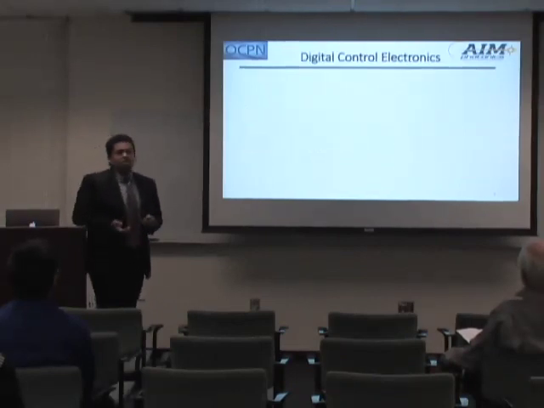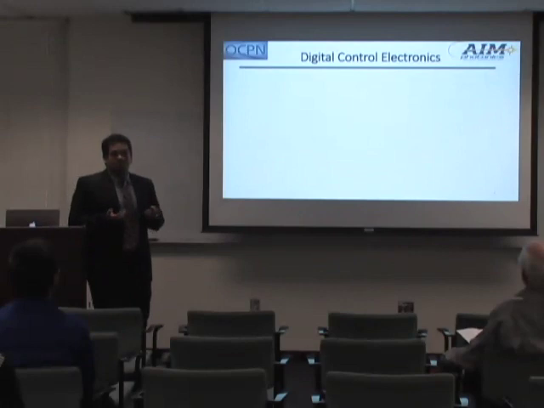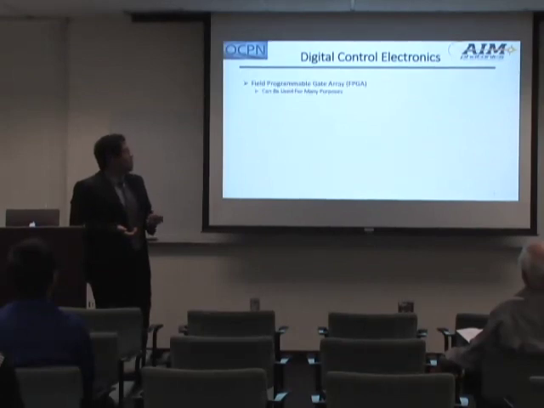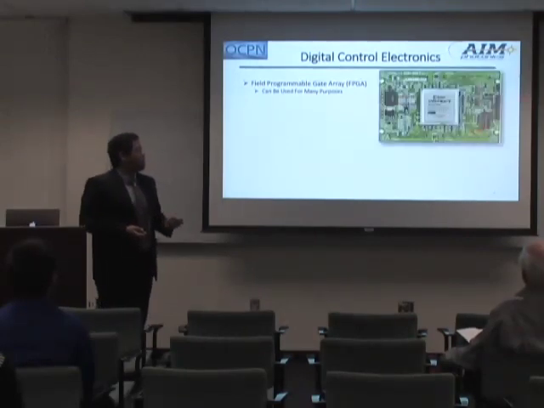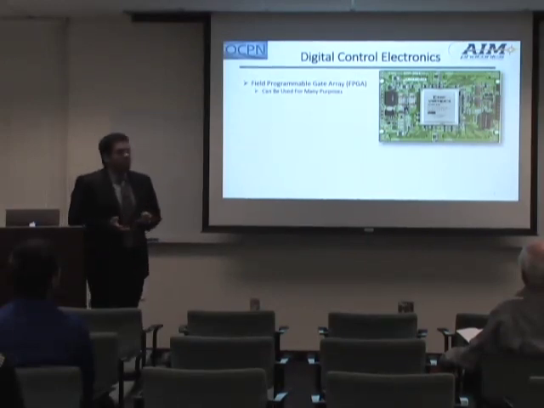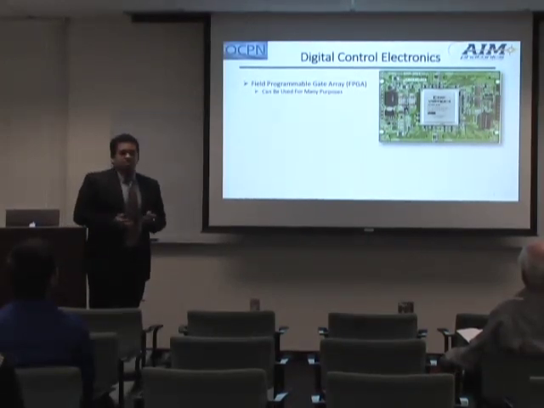So digital control electronics, what this means is that we're using external hardware that handles digital signals to affect the system. In this case, what I'm talking about is something called a field programmable gate array, an FPGA. This is an example of an FPGA. This is the Virtex-4 model that I've actually been working with. The FPGA can be used for many different purposes.